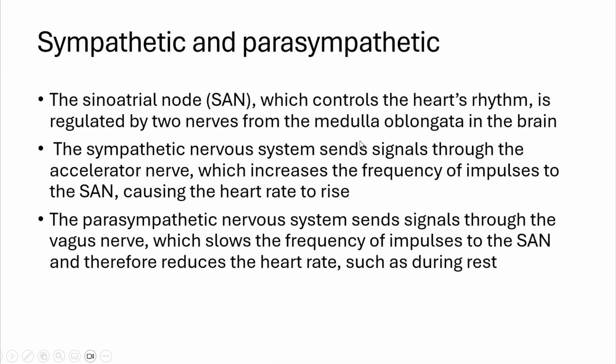Alright, calm. Sympathetic and parasympathetic here. So the SAN, which controls the heart's rhythm, is regulated by two nerves from the medulla oblongata in the brain. The sympathetic nervous system sends signals through this accelerator nerve, which increases the frequency of impulses to the SAN.